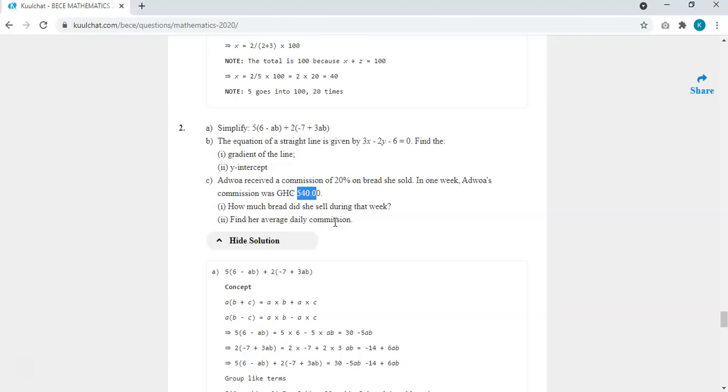Now, if you were asked to find the average daily bread actually sold, and since we've gotten the amount of bread sold, we just divide it by 7. You get the average daily bread sold. So average is just the total over the number of things you are considering. If it's 5 things you are considering, divide by 5. If it's 10, divide by 10. If it's 20, divide by 20. If it's 50, divide by 50. So it is based on how many things you are considering.